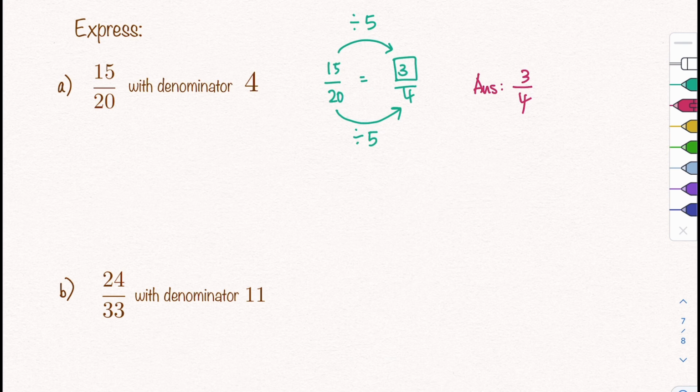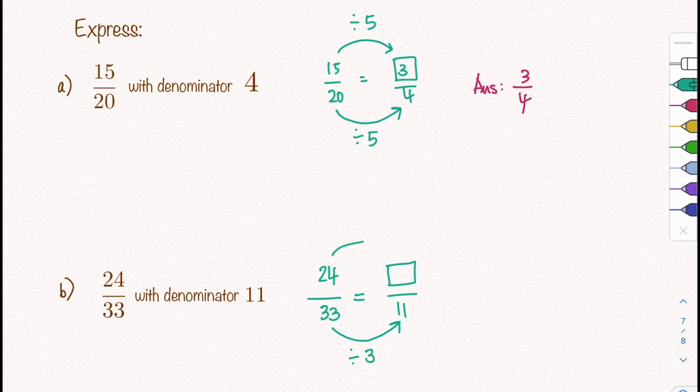Here's our last question for today. We have 24 over 33, and they would like us to express this with a denominator of 11. So start by writing the fraction that we have, 24 over 33, and the new fraction will now have a denominator of 11, and it's missing the numerator. So looking at the denominator, how did 33 become 11? So it's becoming big to small. So we know that we'll have to divide. 33 divided by what gives you 11? And the answer is 3.